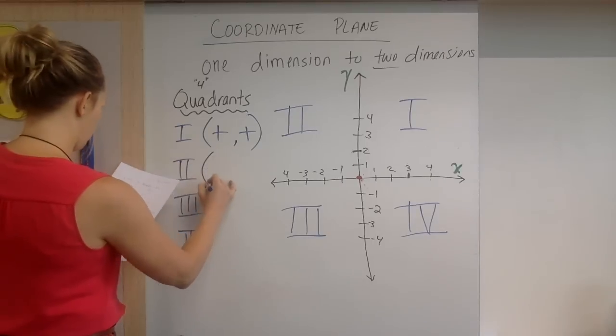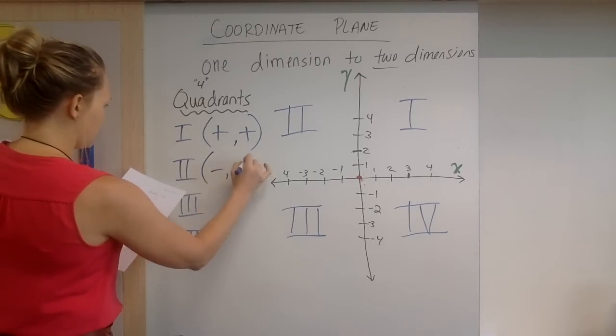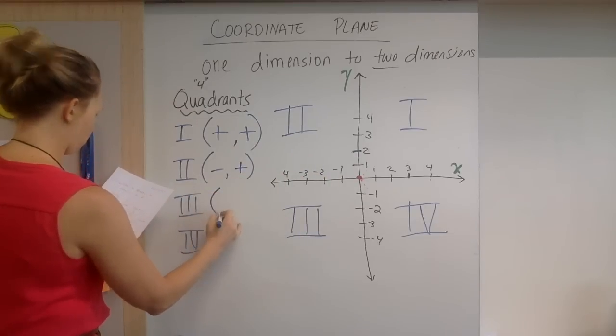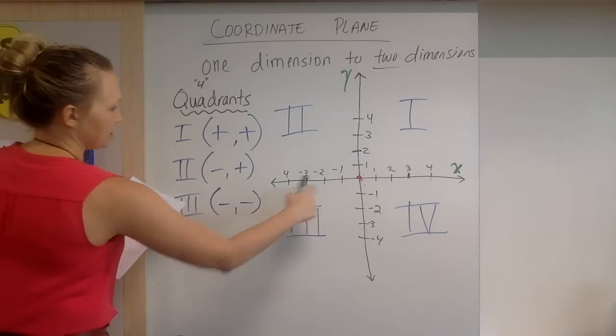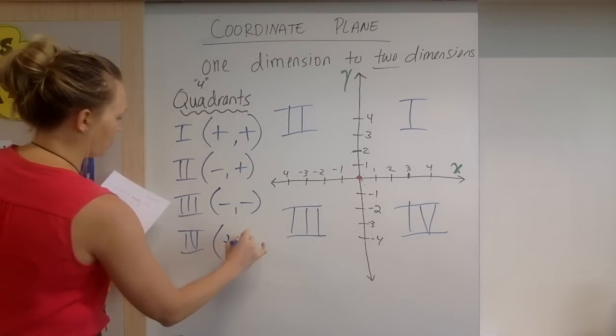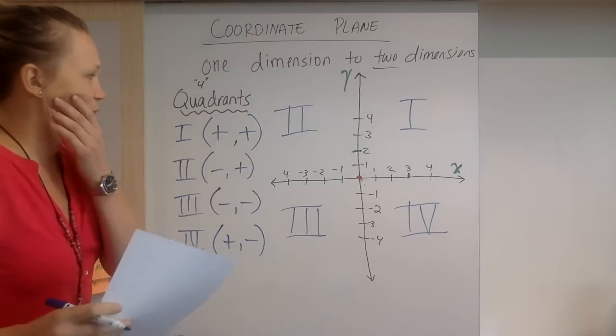All right, so hopefully you paused. Here are the answers. X is negative in quadrant 2, and y is positive. In quadrant 3, they are both negative. Negative and negative in quadrant 3. And in quadrant 4, x is positive, but y is negative. So that will refer to that.